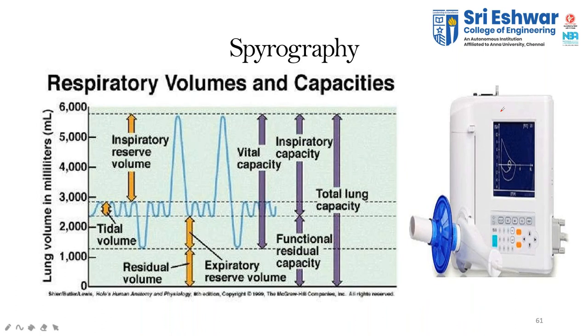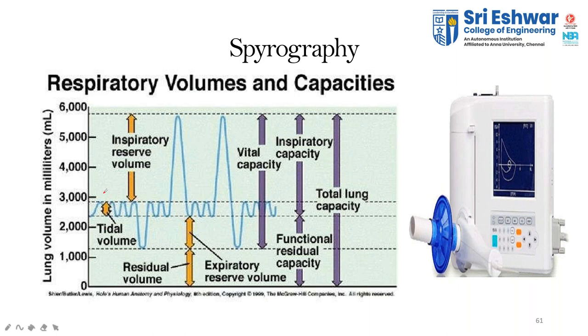And next is spirography. Spirography is a technology used to measure the lung capacity: how much volume we can inhale and exhale using spirometry technology. Your inhalation and exhalation will be measured with the help of this signal. Here the signal is taken from the spirometry machine.